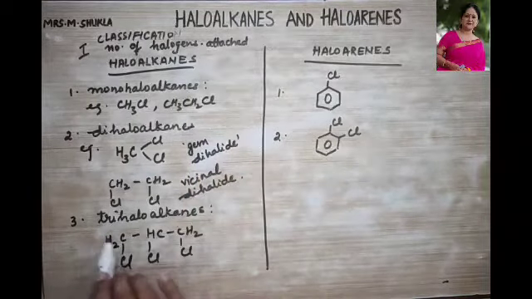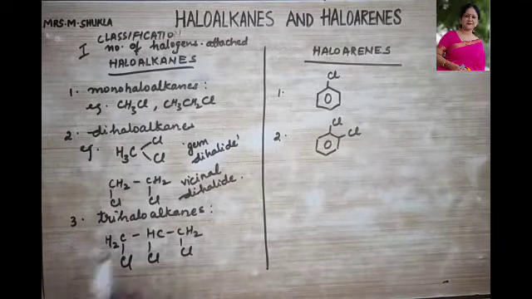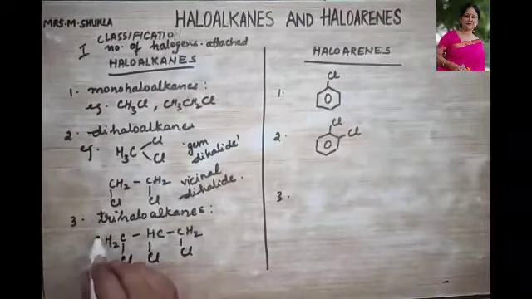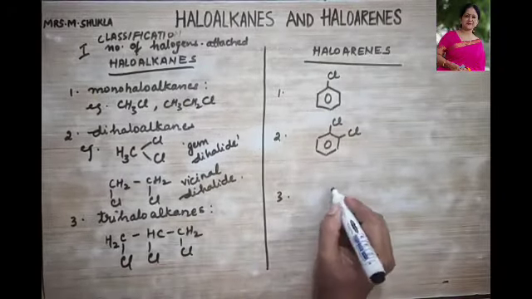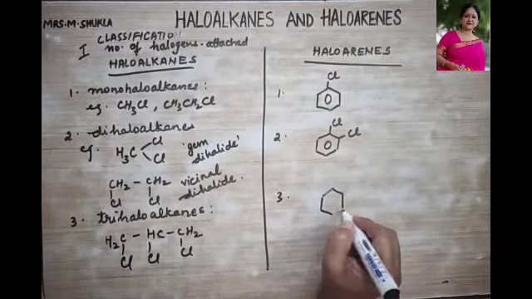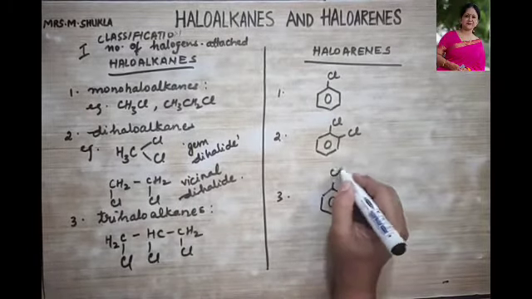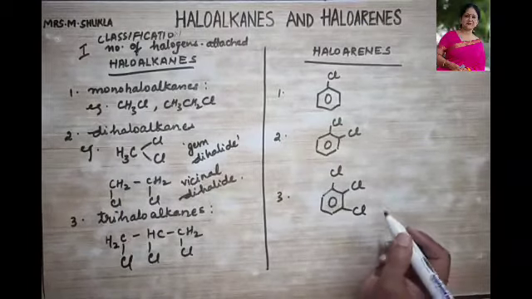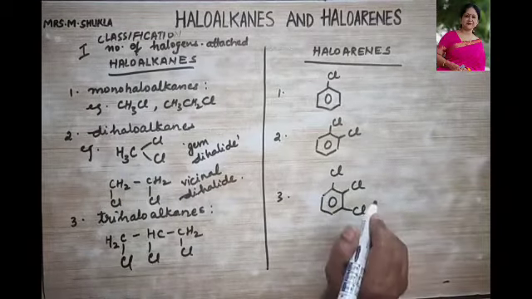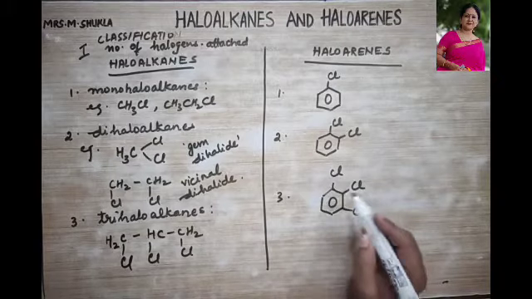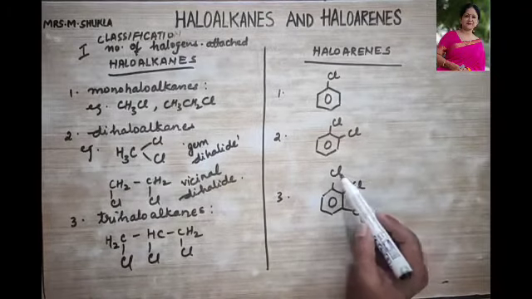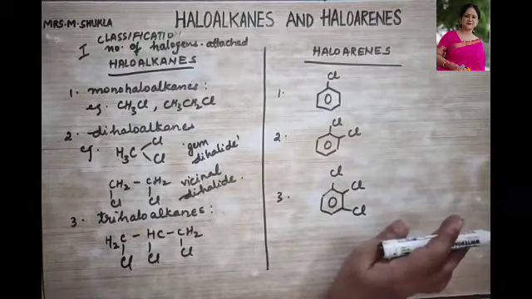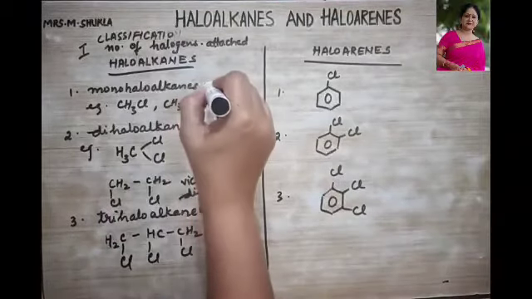It is straight away called a haloalkane. Similarly, the haloarenes also have trihaloarenes. We take this as an example: chlorine is added here, here, and here. So here three hydrogen atoms are replaced and substituted by three halogens. Is this point clear?